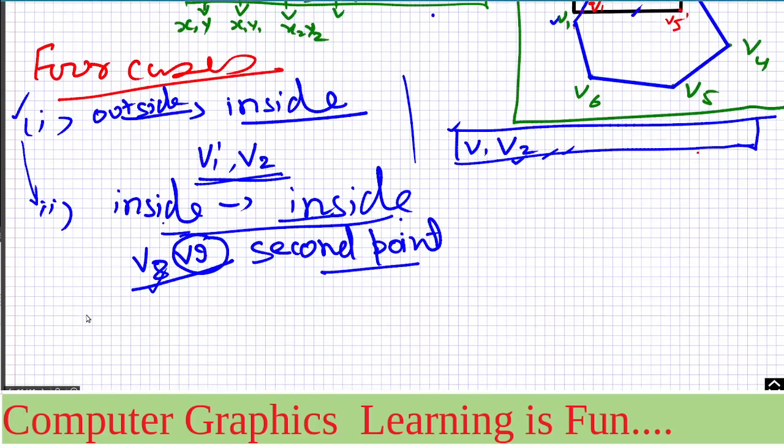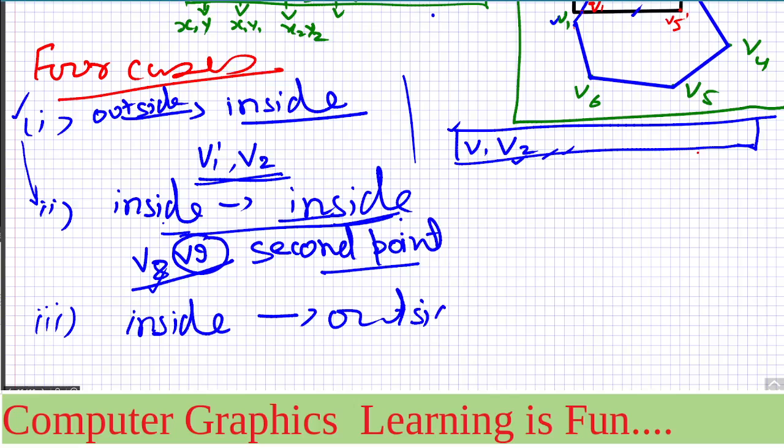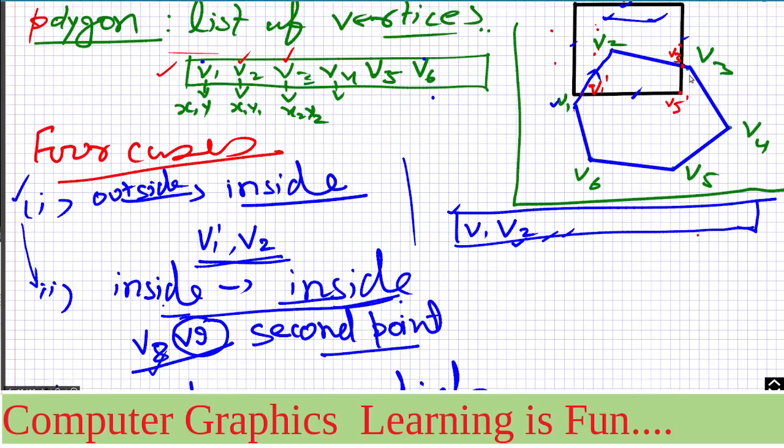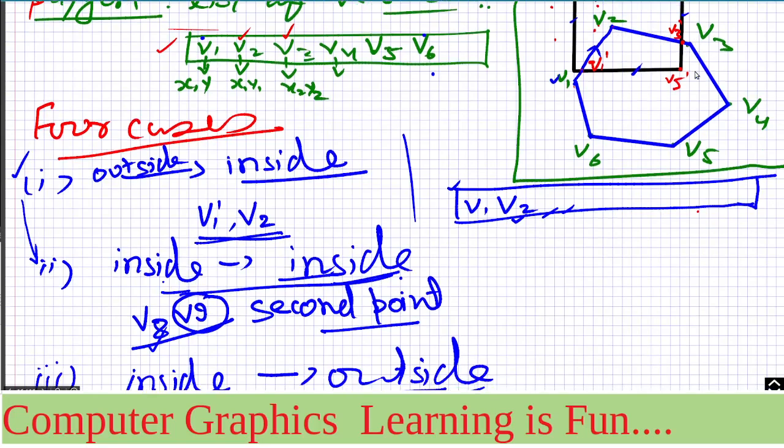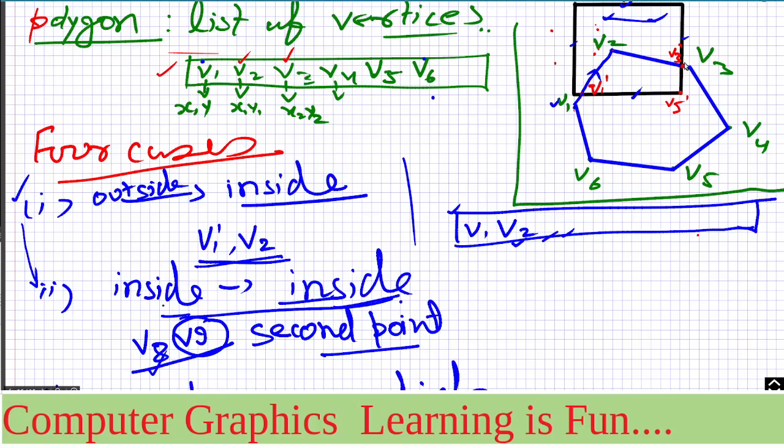Okay, the third case is that we are going inside to outside. In inside to outside, what is happening? We have the list V2, V3. Here we have a case of this type, V2 to V3. We are going from inside to outside. In that case, what do we need to do? We understand that V2 is already there. We need to find the intersection of this line with the boundary and keep it.